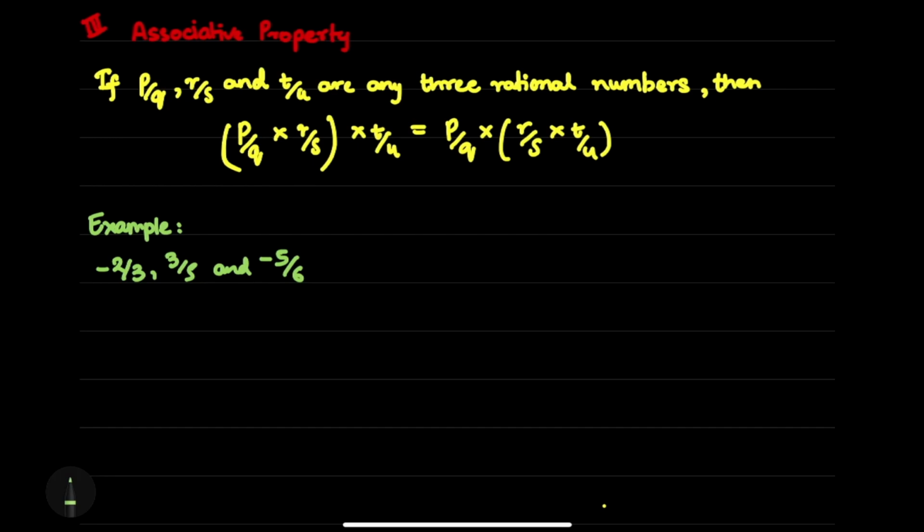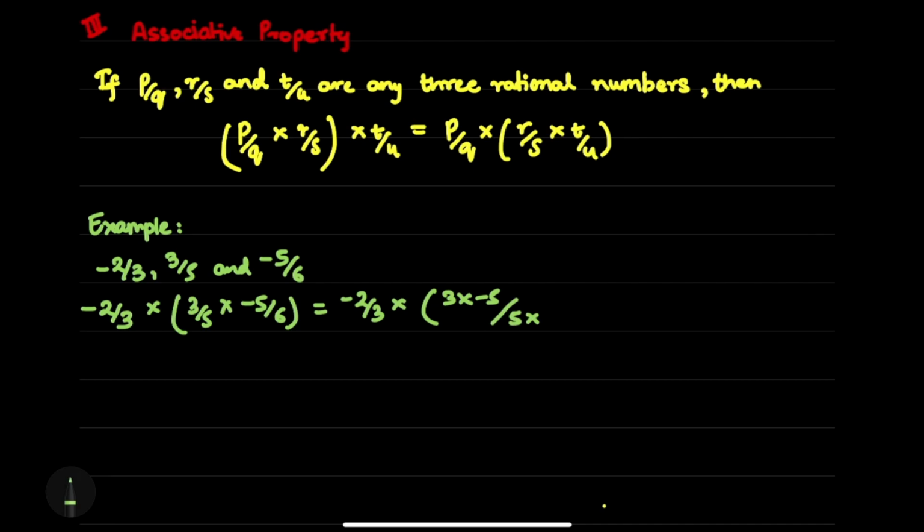In order to verify the associative property, we need to first solve it in the order minus 2 by 3 into 3 by 5 into minus 5 by 6, where we will evaluate 3 by 5 into minus 5 by 6 first, and then finally multiply minus 2 by 3 to it. Our final value comes out to be 1 by 3 as shown here.